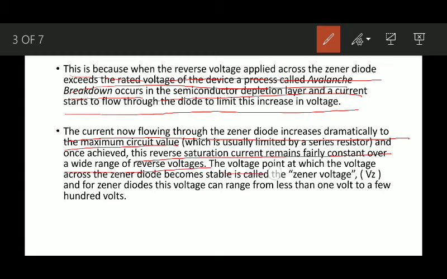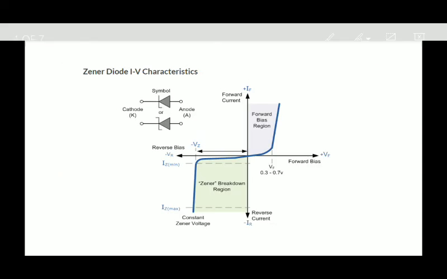The voltage point at which the voltage across the Zener diode becomes stable is called the Zener voltage. For Zener diodes, this voltage can range from less than 1 volt to a few hundred volts. This is the characteristic of the Zener diode.